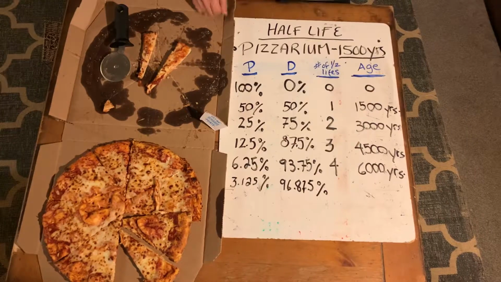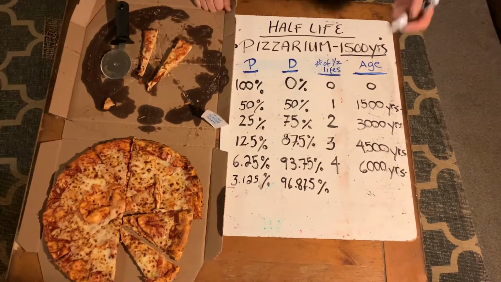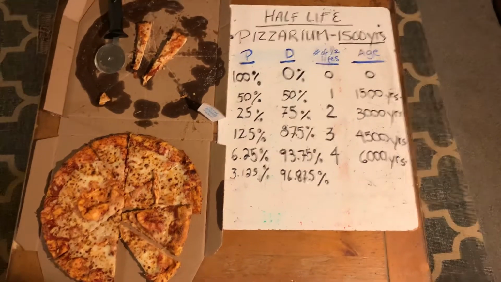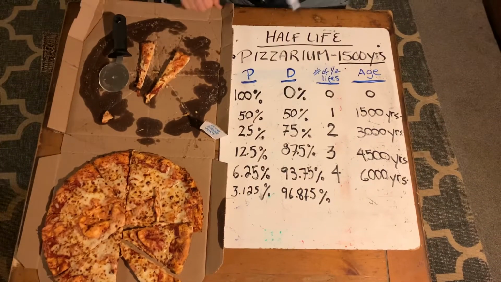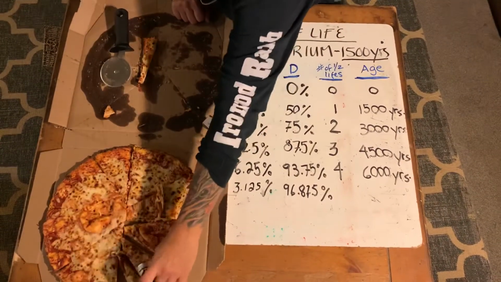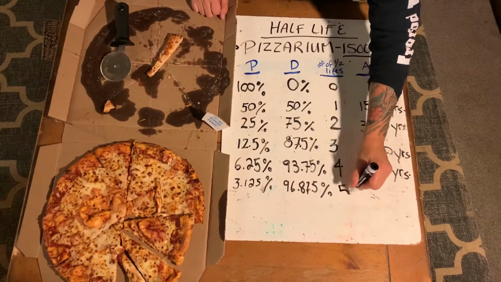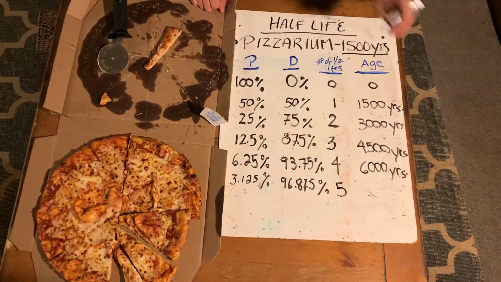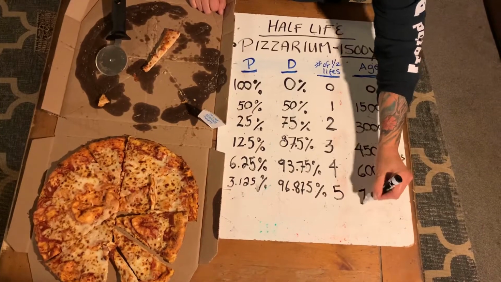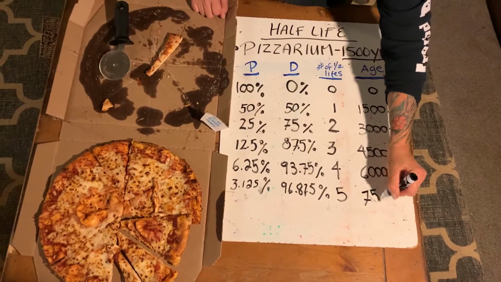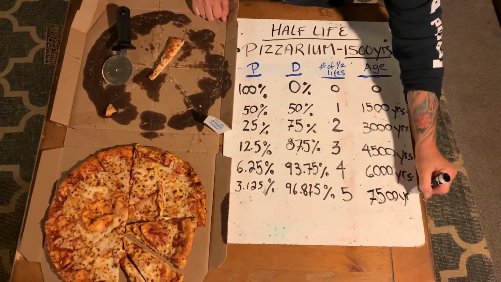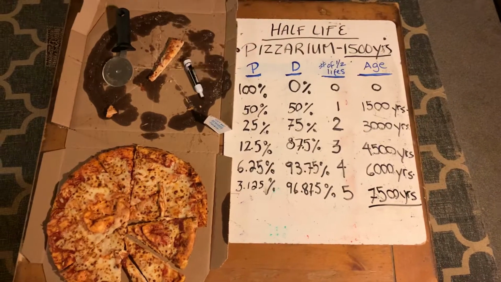I don't even have a finger to use. And so if I have 3.125% pizzarium, here, let me move that over, then I know that my half-life has now undergone 5, which makes the age of my rock 7,500 years old.